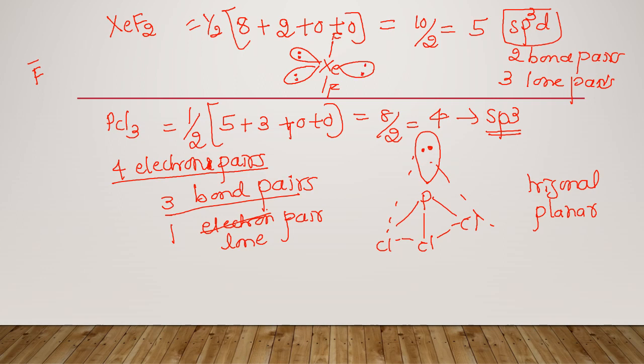Actually, the geometry of this molecule is linear. Why is it linear? Because the 2 fluorine atoms are linearly bonded to xenon, making an angle of 180 degrees. Out of 5, 2 are bond pairs, that means 2 fluorine atoms are attached to the xenon, whereas 3 are lone pairs. I hope this is clear.